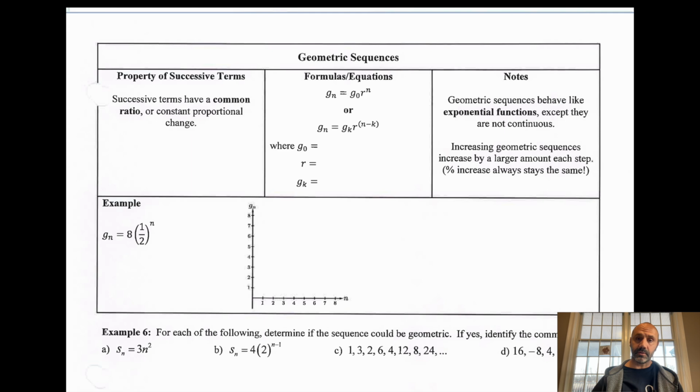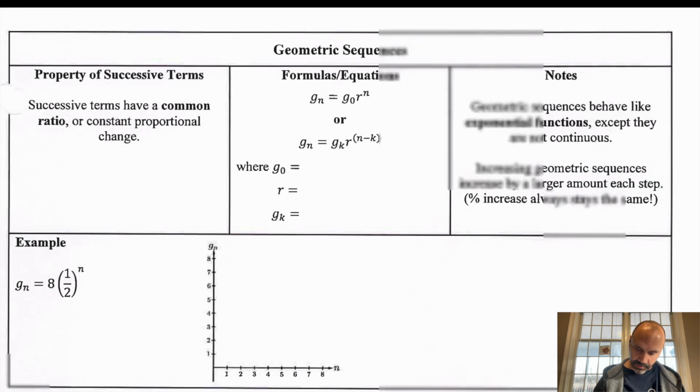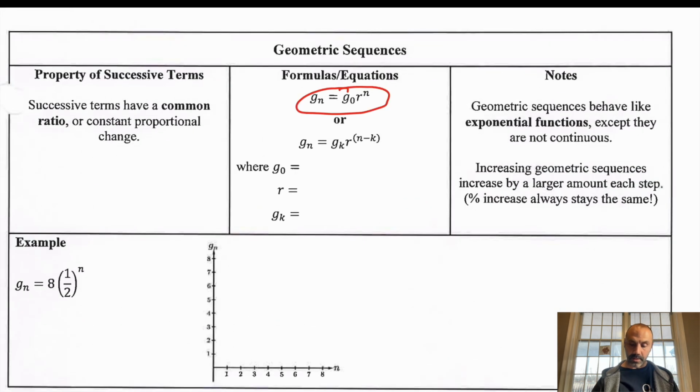Here, the successive terms have a common ratio. These behave like exponential functions, except that they're not continuous. Exponential means that the variable is in the exponent. x squared is not an exponential function; 2 to the x is an exponential function. So here's our base expression, g_n equals g_0 times r to the n.